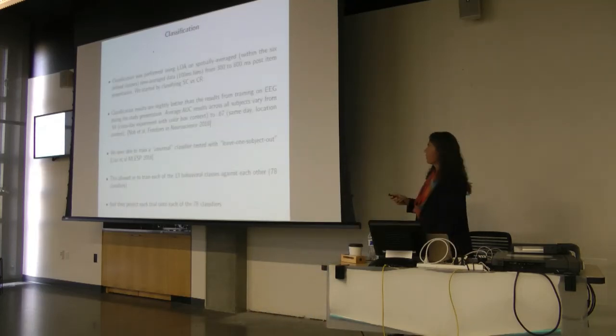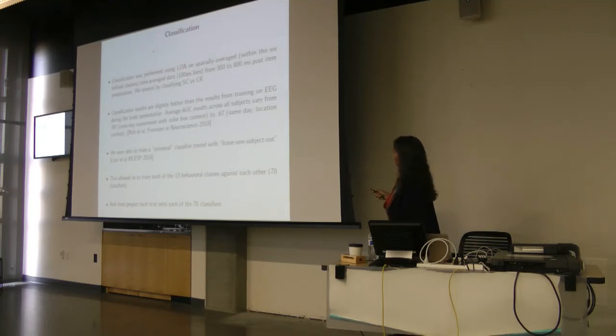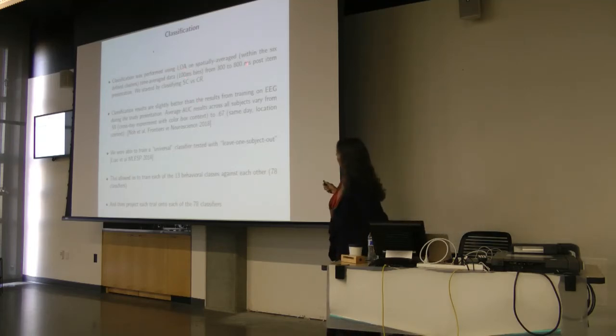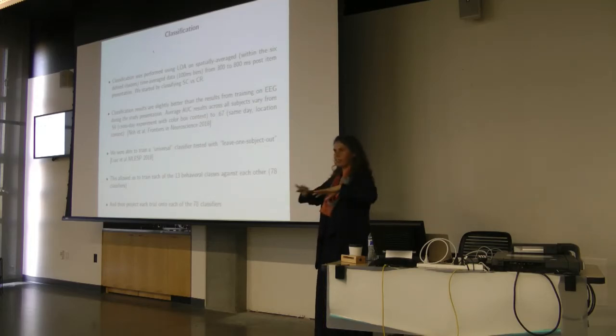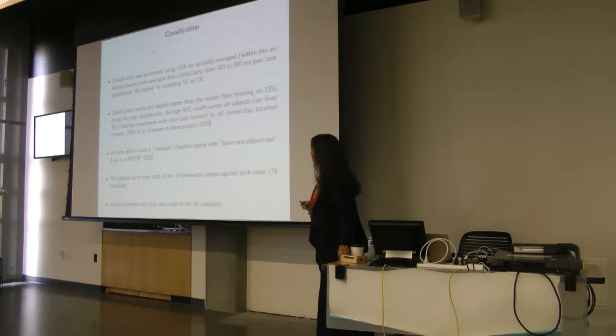Classification is performed using LDA, linear discriminant analysis, on spatially averaged data. These are really simple classifiers. We're just averaging over time and averaging over electrodes, within the 6 defined clusters. We started by classifying SC versus CR, source correct versus correct reject, again the strongest classes. We're also going to look at SC versus SI and SI versus CR.